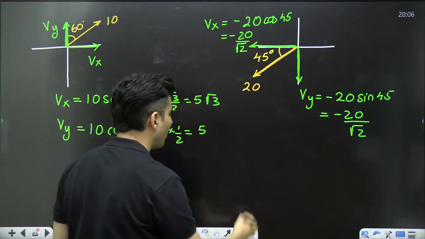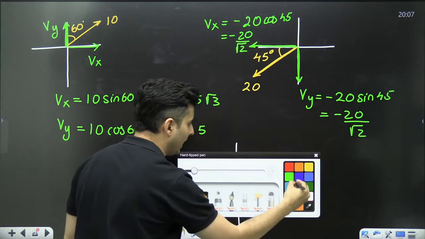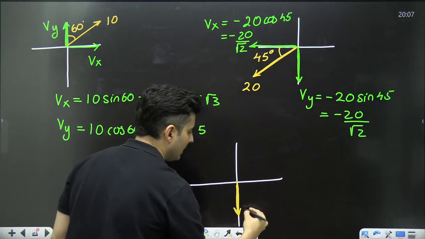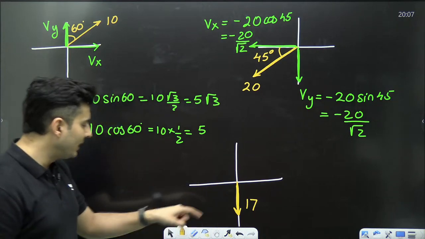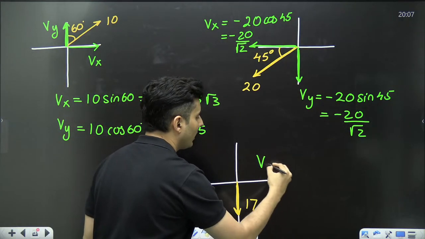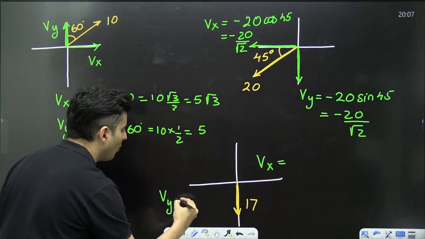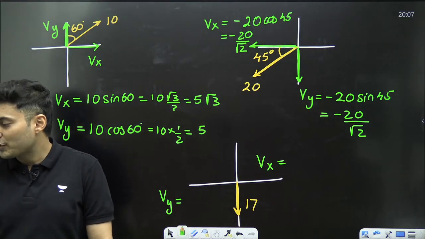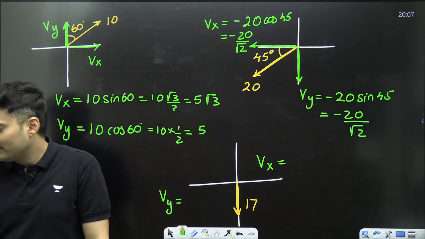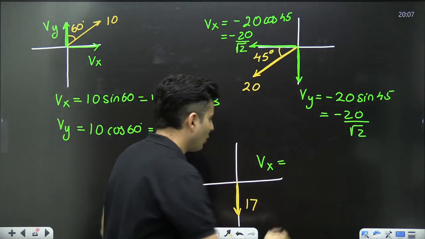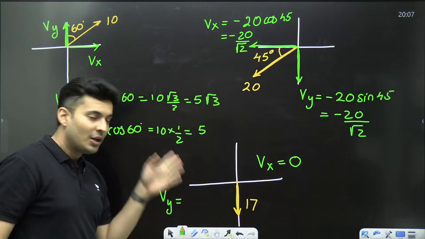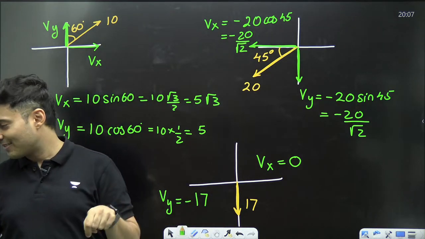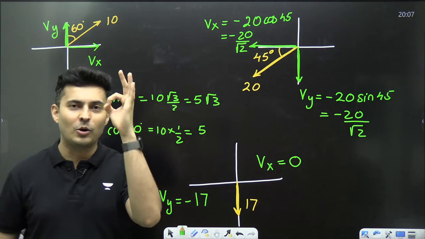Alright. Let's see if you can quickly tell me what is the x component and y component of this vector. The length is, let's say, 17 units, and it's going down. Quickly tell me the x component and the y component. Come on. There is nothing in x, obviously zero. There is everything in y. So it is magnitude-wise 17, direction-wise minus, because it's opposite to the y-axis, downwards, right? Very good.